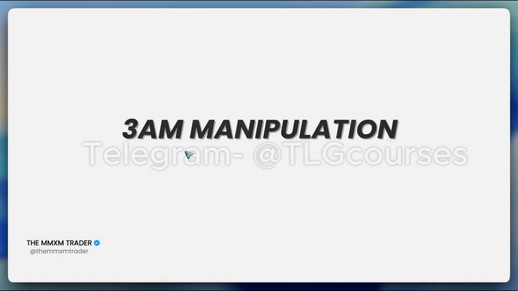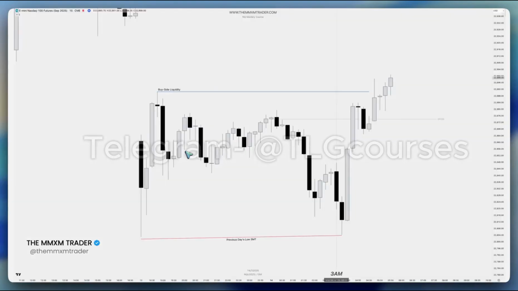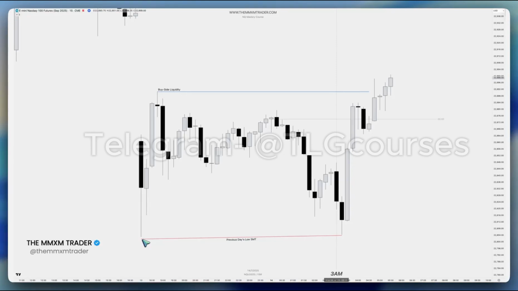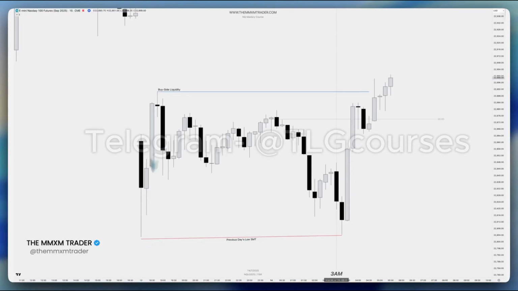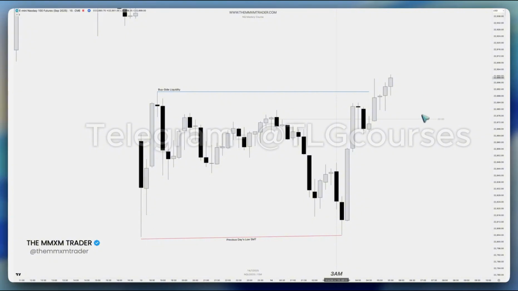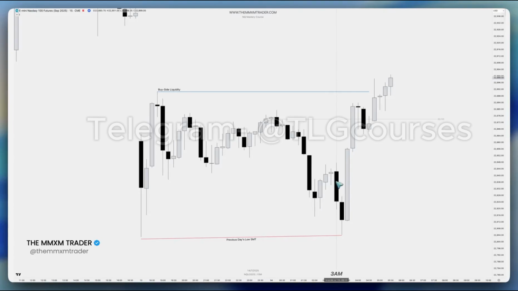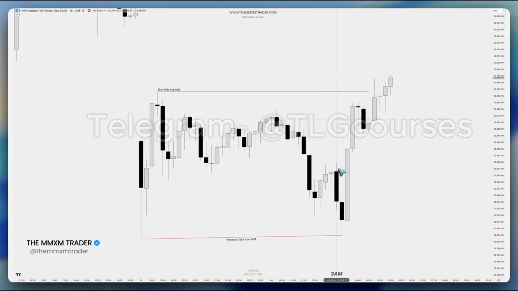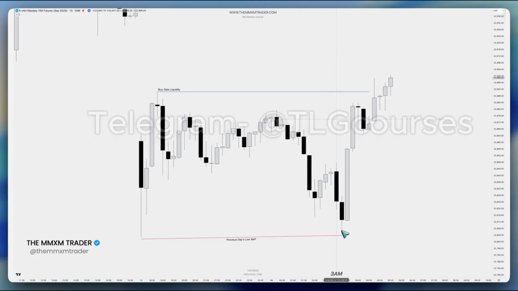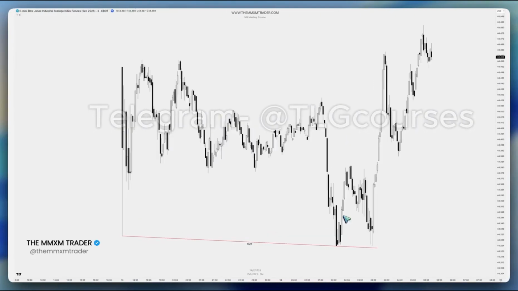Okay, let's look at when 3 a.m. is manipulation. So here's an example. This is the previous day's low. We have buy side liquidity. The low that's obviously connected to this high, this is our range, okay? Midnight opening price, okay? Do we take the low when it's 3 a.m.? No, so we anticipate manipulation to occur with the previous day's low. Now we don't actually take it, but that's fine. There's SMT with the previous day's low.